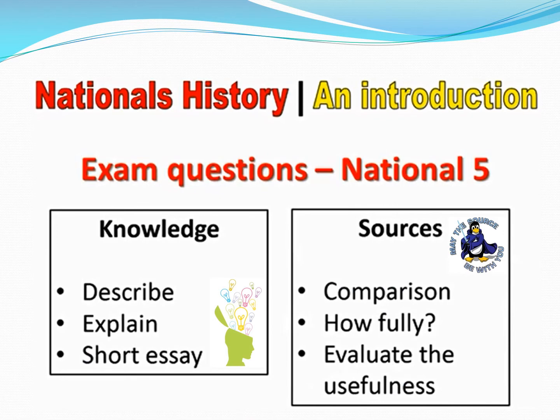So the questions that you get asked at National 5, there are knowledge and source questions. So our knowledge questions, or our KU questions, are the describe, the explain and the mini essays, and our sources are our comparison, how fully and our evaluate the usefulness questions, and it'll be a mix of these that you get asked at National 5.